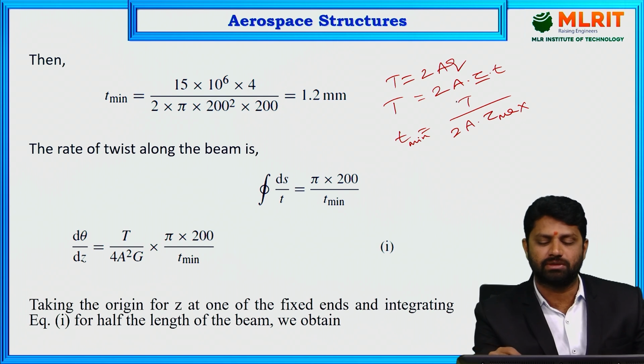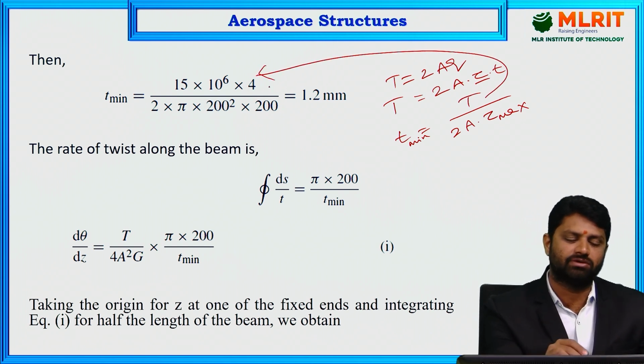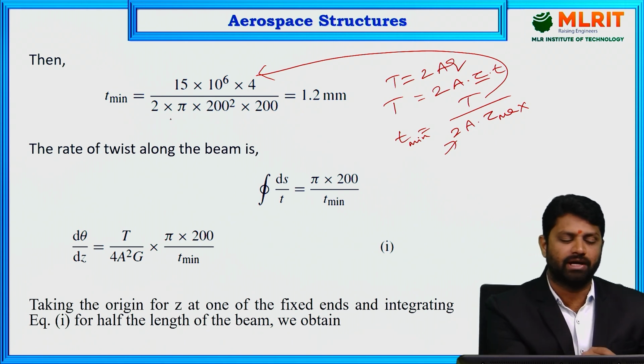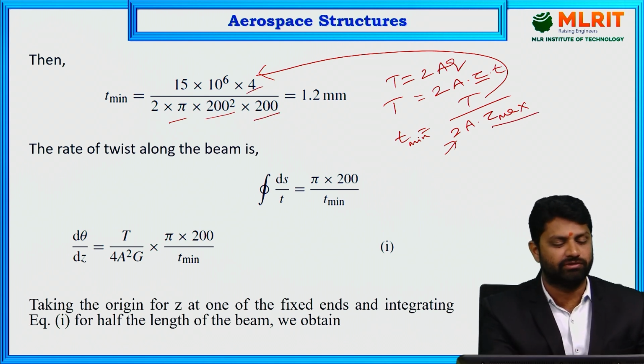And therefore you substitute here, and we know that the torque is nothing but 15 into 10 to the power of 6 that we have seen, and 2 into area. Since it is a shaft, you can write it as the area of the circular cross section, that is pi d square by 4, and therefore pi into diameter 200 square divided by 4, and the maximum shear stress is limited to 200. So if you calculate this, you are going to get the minimum thickness according to the maximum shear stress condition, that is equal to 1.2 mm.